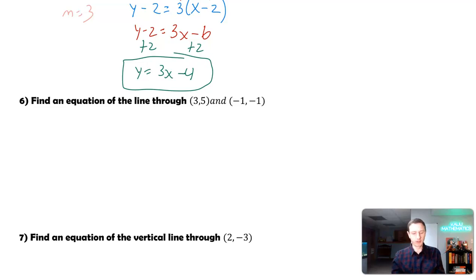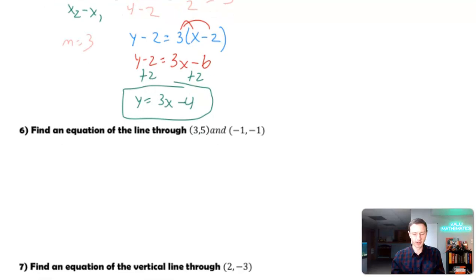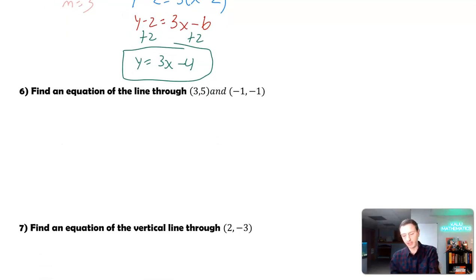Number 6, find an equation of the line through this point. So we have another same type of exercise where we're just given ordered pairs, but there's a little bit of an extra challenge to this one that I created here. So let's go ahead and go through this. So this is our x1, y1. You don't have to label the points, but just making sure we understand where each number is coming from. Calculate slope. So the slope is y2 minus y1 over x2 minus x1.